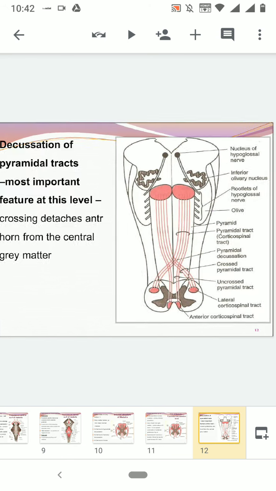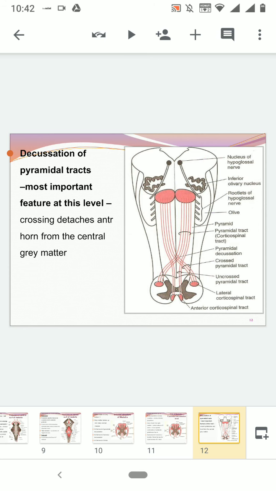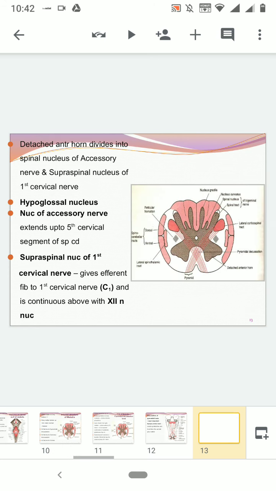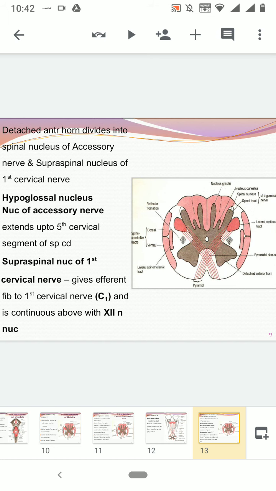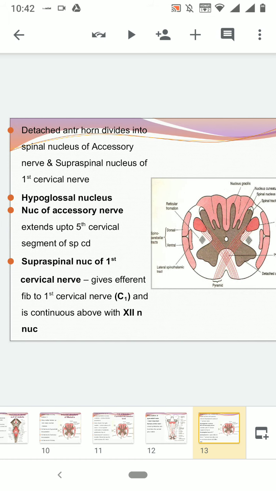So this is a very important feature at this level. I keep telling you, that is the decussation of the pyramidal tracts or the motor tracts. Okay, so what else can we see in this section? We don't see any more features, but as we go to the higher level, we will come across the hypoglossal nucleus and nucleus of accessory nerve in more detail. So it more or less looks like the spinal cord, and these are the most important features.